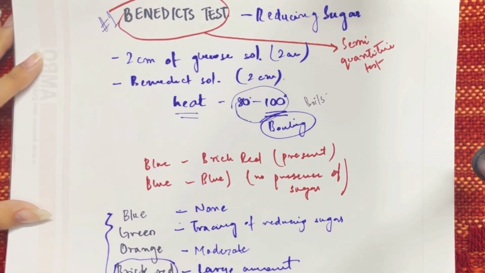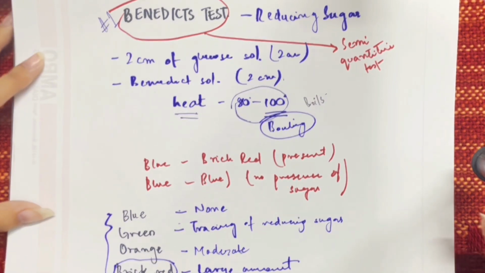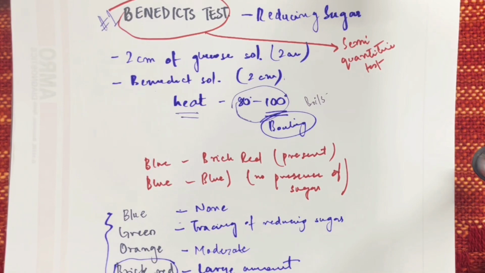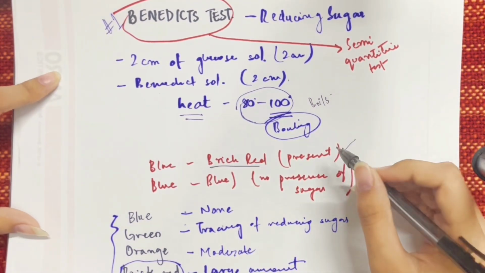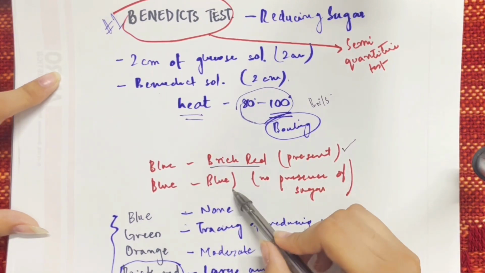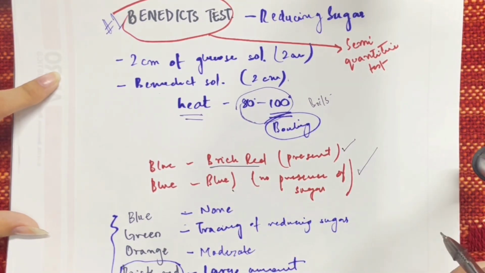Whenever there is a change of color, we say that the test is successful. And when it does not change the color, we say that the test is not successful. So the first color was blue, since the Benedict solution is blue colored. When the color changes from blue to brick red, we say that there is sugar present. If it does not change from blue, we say that there is an absence of sugar molecules.